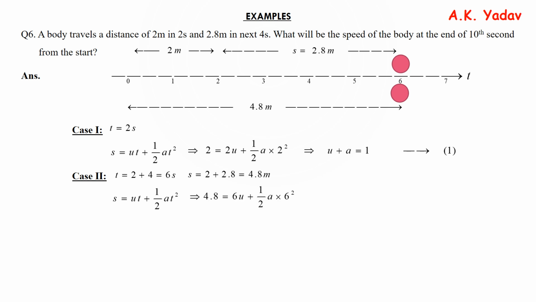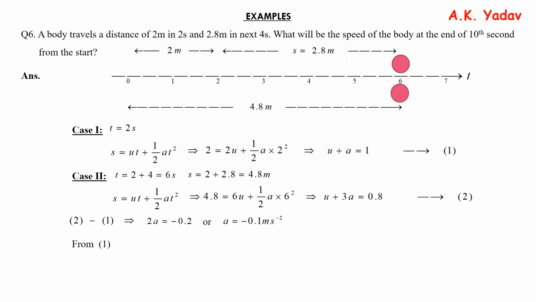S is equal to ut plus half at square. That is 4.8 is equal to 6u plus half into a into 6 square. That gives u plus 3a is equal to 0.8. We name this as equation number 2. Now 2 minus 1 gives 2a is equal to minus 0.2. That is a is equal to minus 0.1 meter per second square.